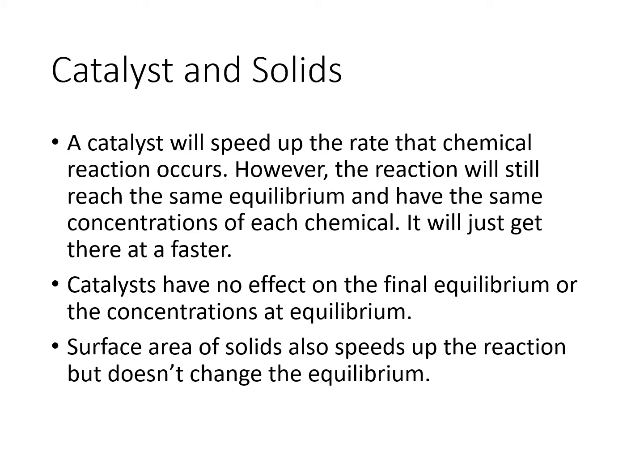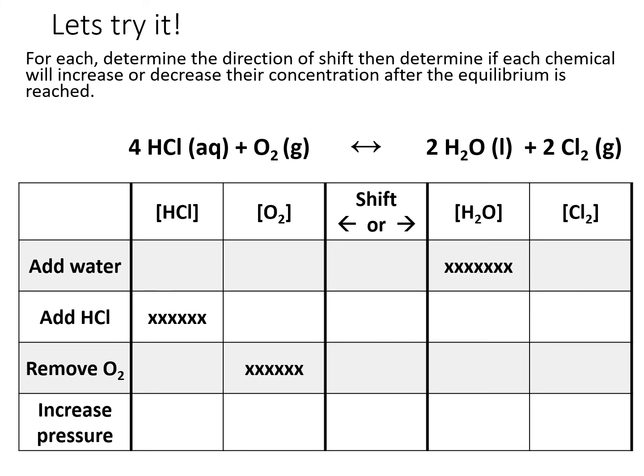If a question asks what would a catalyst do to the equilibrium, it would have no effect. Same thing goes with surface area of our solid. So we saw in class and in our lab that if we increase the surface area, we break a chemical down into smaller pieces, the reaction speeds up. Again, it does not change our equilibrium. The chemicals just get to equilibrium faster. So those things would have no effect on the equilibrium itself.